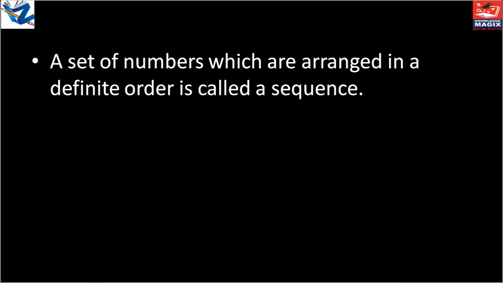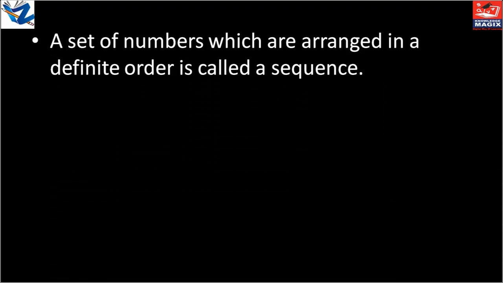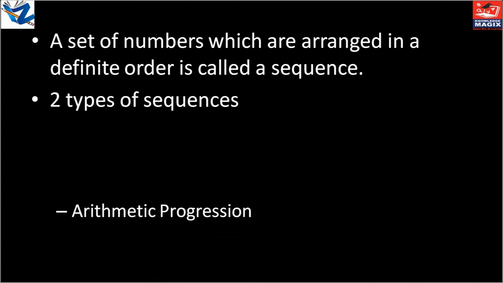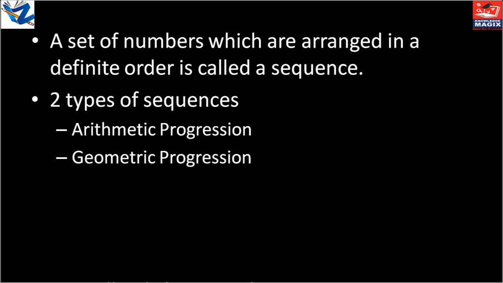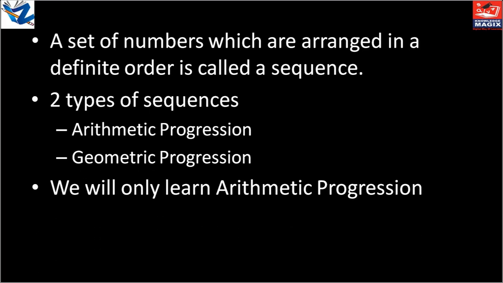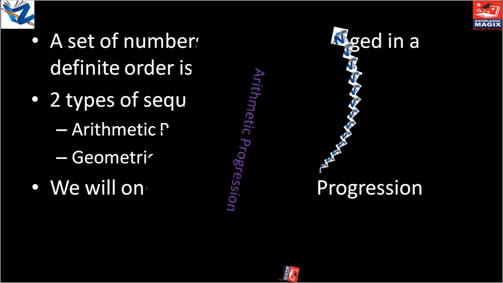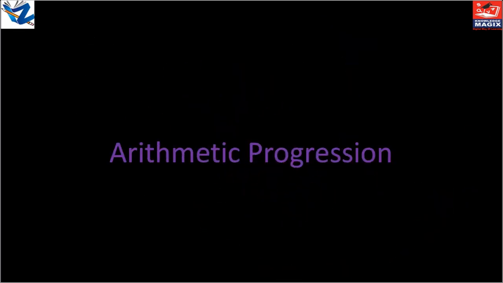Sequence. A set of numbers which are arranged in a definite order is called a sequence. Two types of sequences: arithmetic progression, geometric progression. We will only learn arithmetic progression.